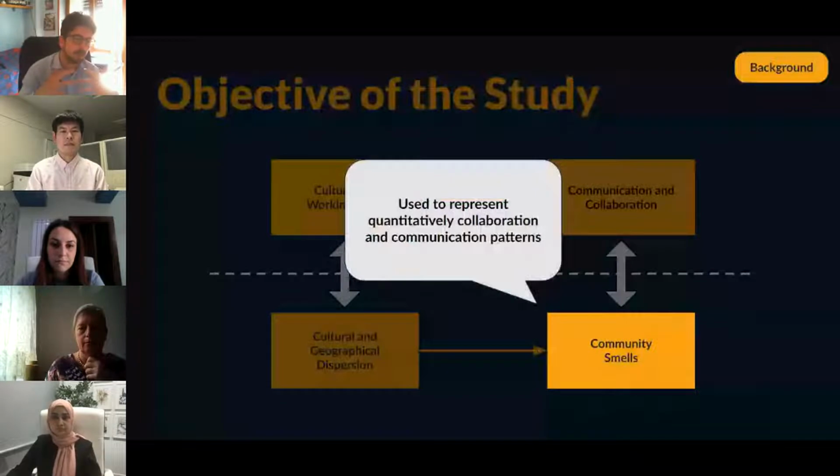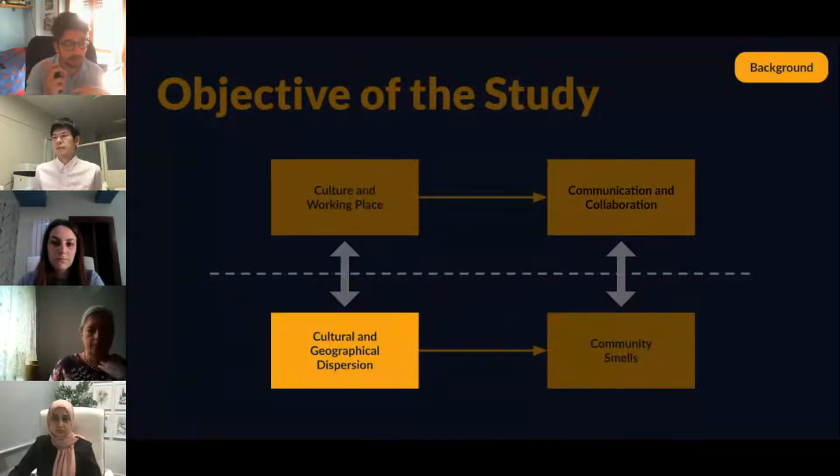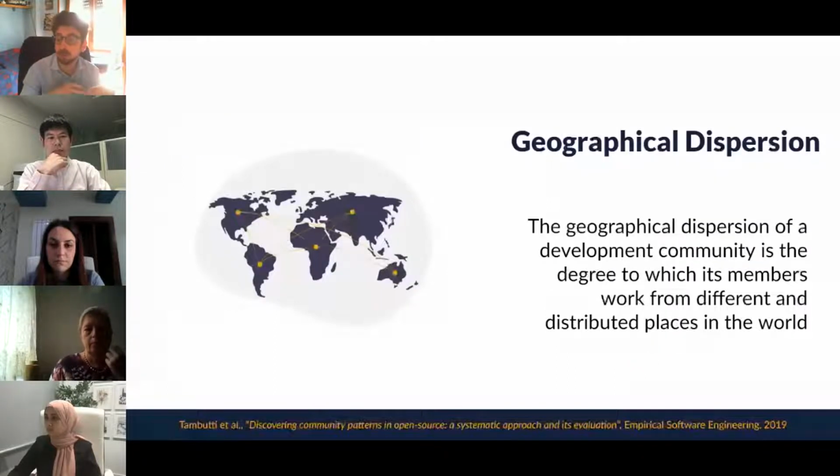First of all, most of you already know the concept of community smells that we have used in our work to represent quantitatively collaboration and communication patterns. And for that reason, let's focus on the concept of cultural and geographical dispersion. We define cultural dispersion of a development community as the degree to which developers form a community with different cultural attitudes. And on the other side, we define geographical dispersion as the degree to which the members of the community work from different and distributed places in the world.